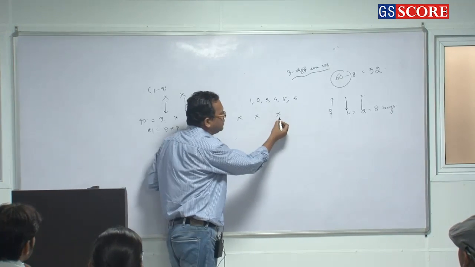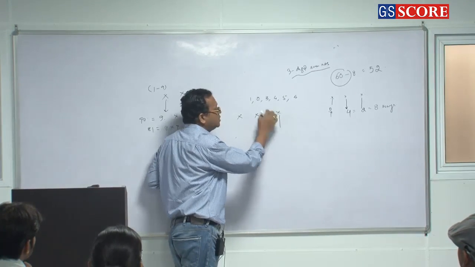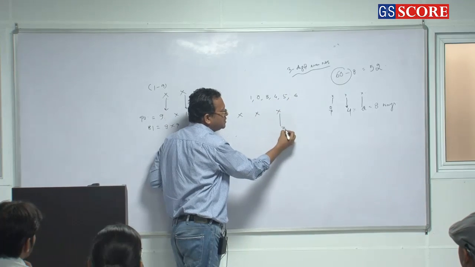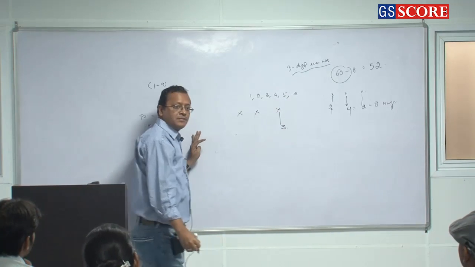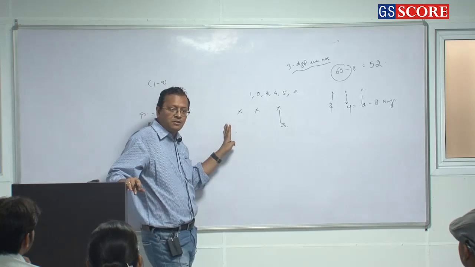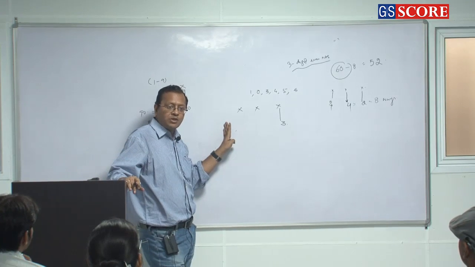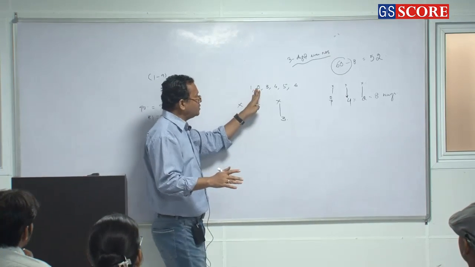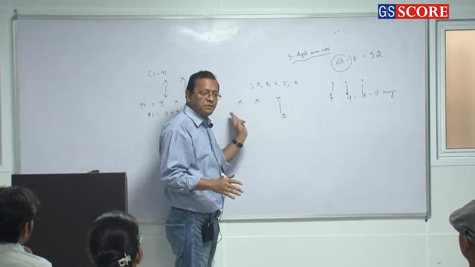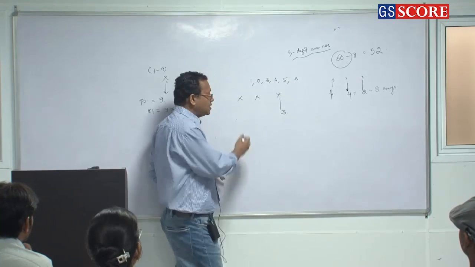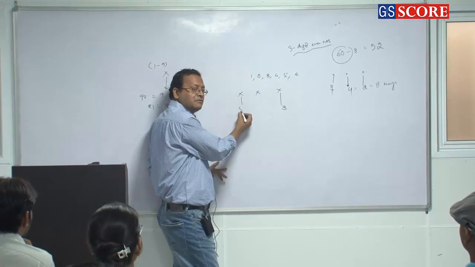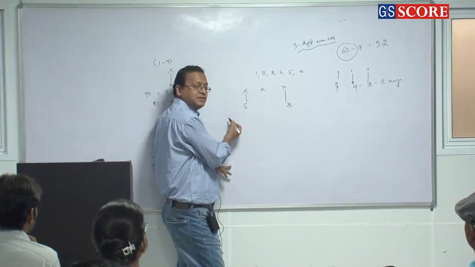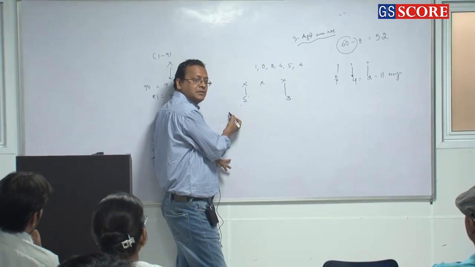So the last place can be filled up in how many ways? 0, 4 and 6. So 3 ways. The first place cannot be filled with 0, because if I fill it with 0, it will be a 2-digit number. So 0 is out. But 4 and 6 can be filled up here because it's a case of repetition. So how many ways here? 5 ways. Sir, 4 actually.